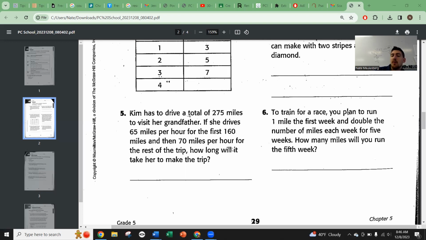Did she go 70 miles per hour the whole time? How fast did she drive the first 160 miles? 65. So we need to do 2 things. We need to do 160 divided by 65 to find out for how long she was driving. Then we need to do 115 divided by 70 and then add those 2 together. Okay, so you gotta do 2 divisions and then add them both up. Go ahead and work on that now.